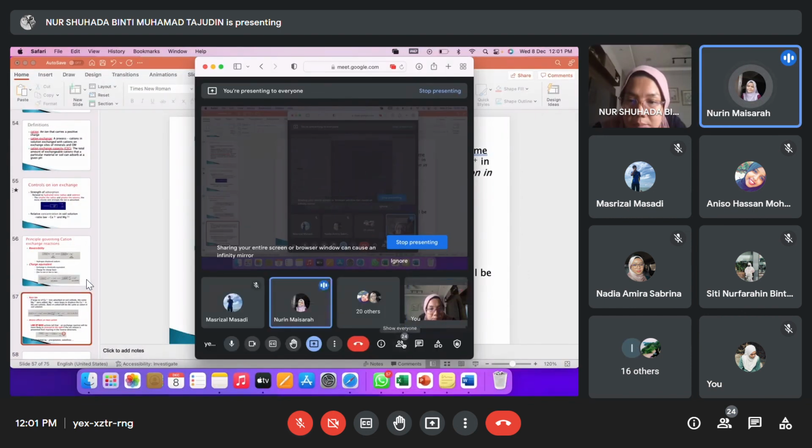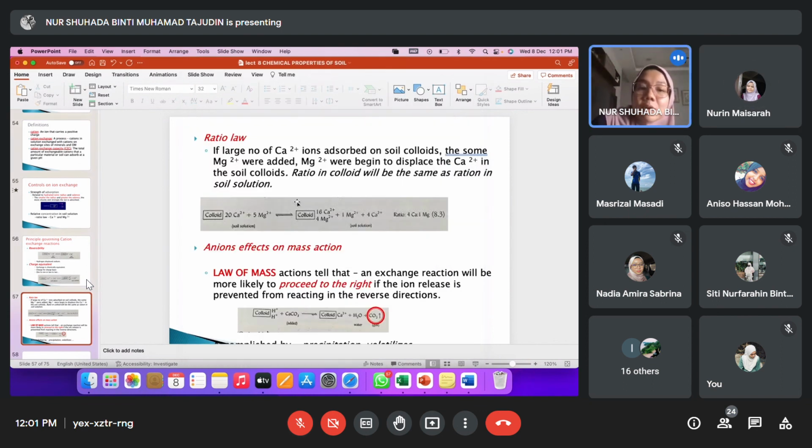Tak jelas sangat lah doktor. Sebab macam dalam contoh yang doktor kasih tu, kenapa dia jadi 16:4? Okay, that is because of the concentration. Dia itu contoh je, tak semestinya 14:4. Dia nak tulis 15:5 pun boleh juga. Faham tak? Meaning that to say the soil hold the cations depends on the concentrations. Faham tak?